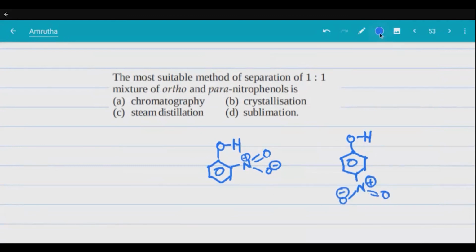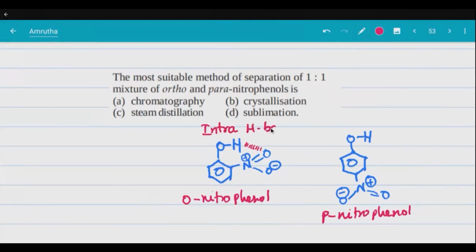This is a structure. This first one is orthonitrophenol, and this is paranitrophenol. Which separation method do we use? Do you have any idea about this? Listen carefully. This has a hydrogen bond, but this has an intramolecular hydrogen bond, while this has an intermolecular hydrogen bond. Between the molecules, it has hydrogen bonding. Within the molecule, orthonitrophenol has a hydrogen bond.